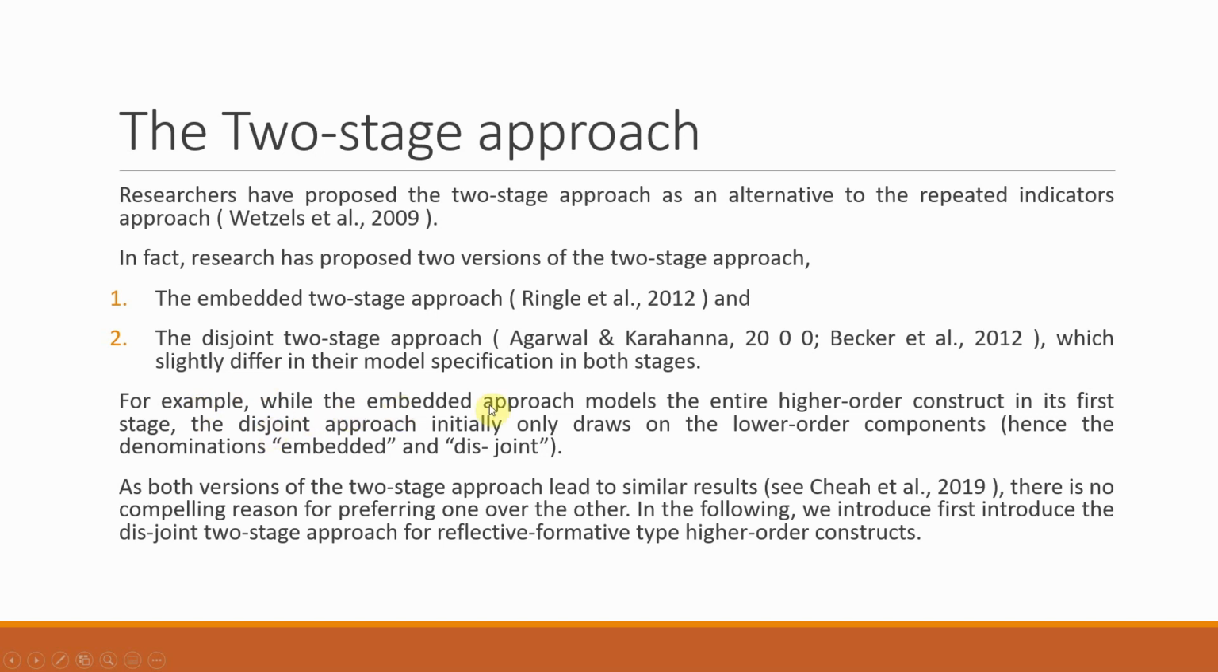For example, the embedded approach, which we might do in a video later, models the entire higher order construct in its first stage. The disjoint approach initially draws on the lower order components. Hence the denominations embedded or disjoint. In the embedded approach, the entire higher order construct is in the model in its first stage. Whereas in the disjoint two-stage approach, in the first stage, only the lower order components are present that make up or form the higher order construct in the second stage. That's why the names embedded and disjoint are given.